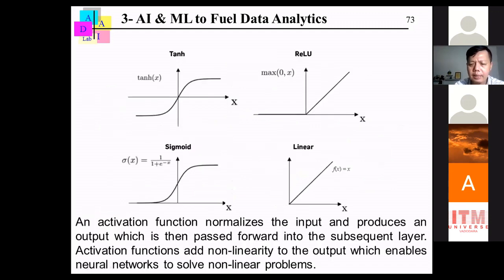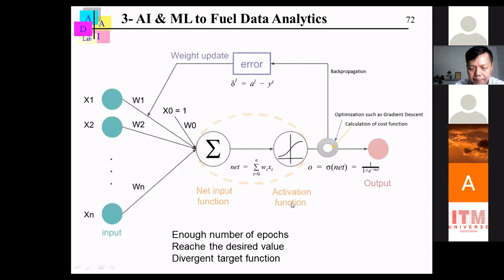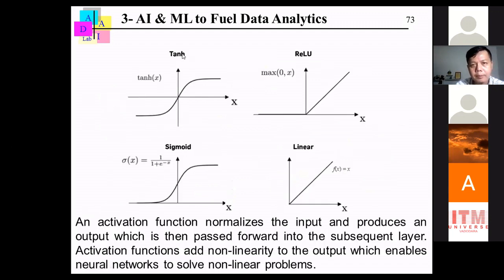And activation function, you see the activation function here. There are a lot of activation functions, such as tanh, ReLU, sigmoid, or linear. And if we don't apply an activation function, it means a linear problem. However, actually we have to solve non-linear problems, so we need the activation.